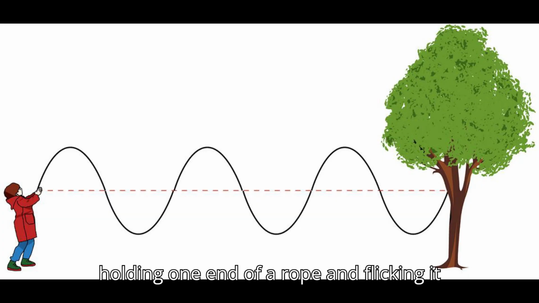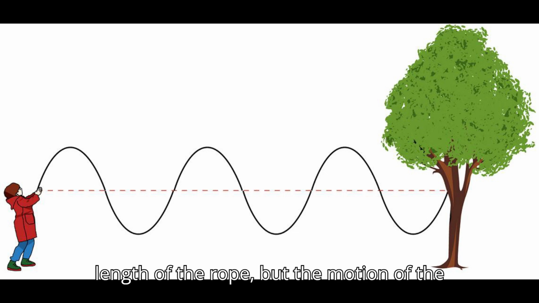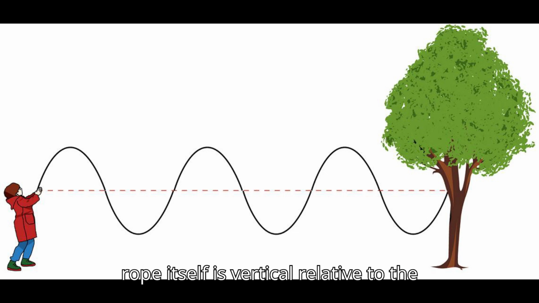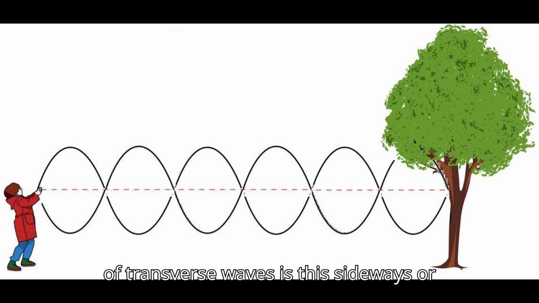Imagine holding one end of a rope and flicking it up and down. The wave travels along the length of the rope, but the motion of the rope itself is vertical relative to the horizontal direction of the wave's travel. The key characteristic of transverse waves is this sideways or perpendicular vibration relative to the wave's direction.